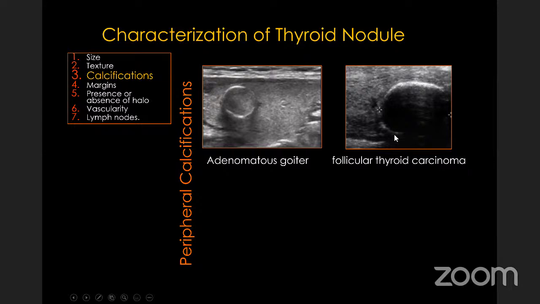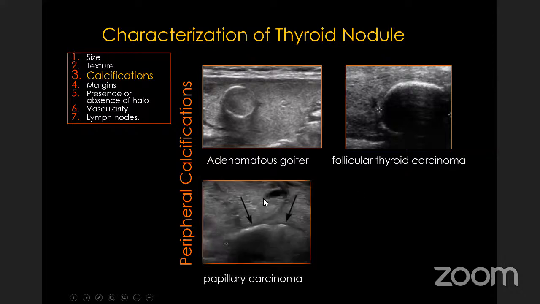Another example, this is a spherical hypoechoic solid mass with an area of interrupted eggshell calcifications. With the biopsy, it's diagnosed as a follicular thyroid carcinoma. This nodule is a hypoechoic mass surrounded by a thin hypoechoic halo. The internal architecture of the nodule is not visible because of marked posterior shadowing here. On fine needle aspiration, it's diagnosed as papillary carcinoma.